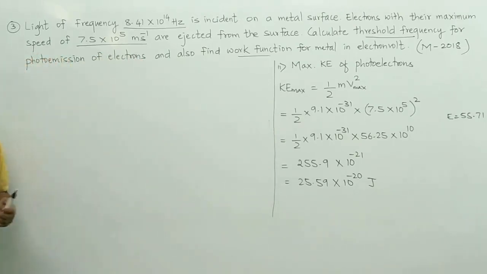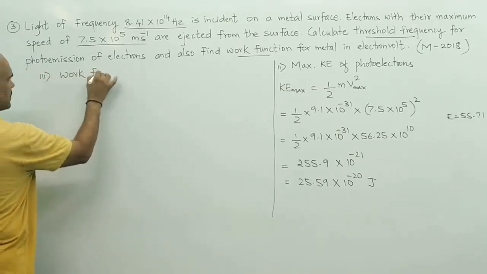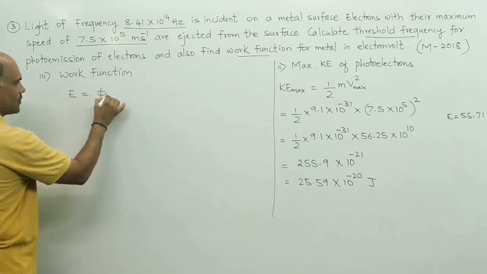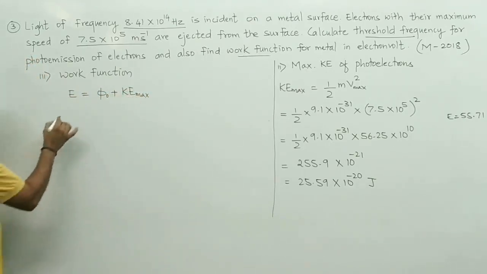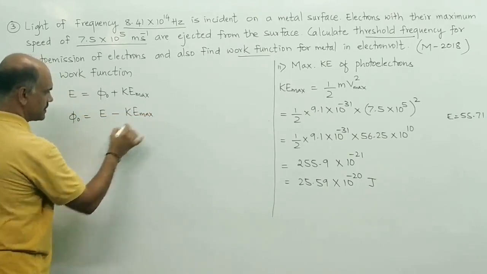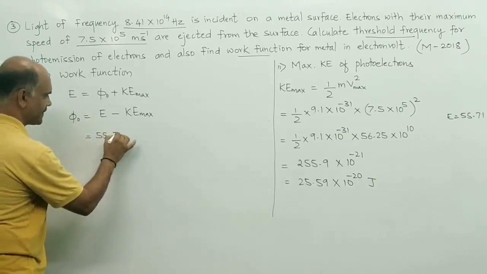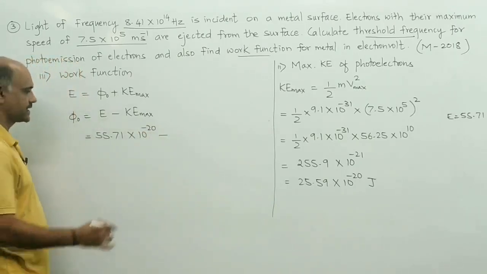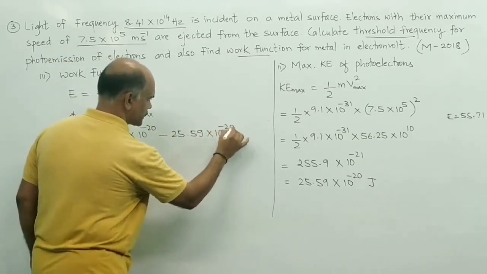So third, work function we will find. So by Einstein's equation, E is equal to phi naught plus KE max. So now I need work function, so phi naught will be equal to E minus KE max. So I will substitute the value. E is 55.71 into 10 raised to minus 20 minus kinetic energy 25.59 into 10 raised to minus 20.